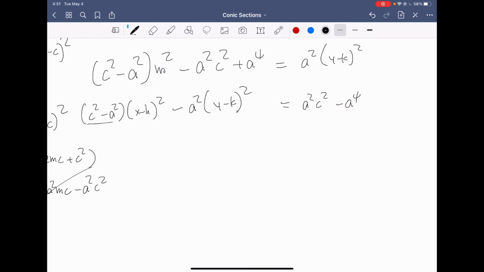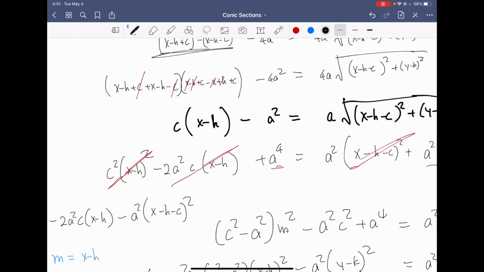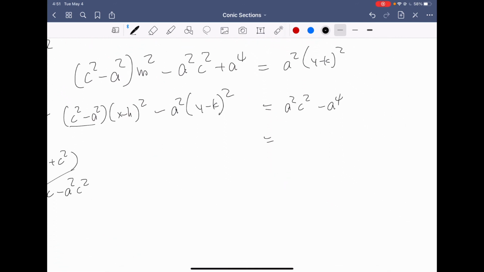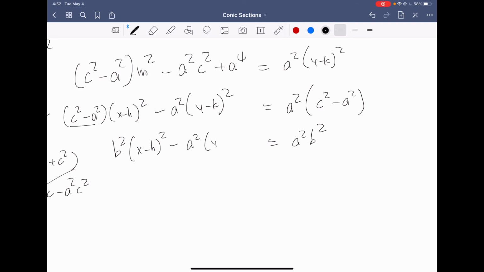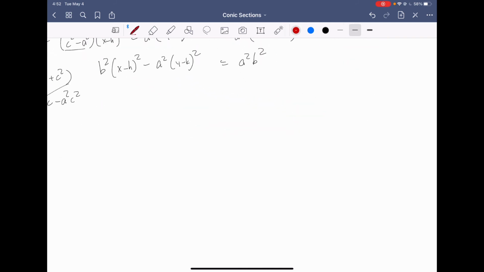And we know, according to our relationship up there, that c squared minus a squared is actually b squared. So this, if we factor it out, we would get a squared times (c squared minus a squared), that is actually b squared. And let's divide both sides by a squared b squared. We would get, at the end, (x minus h) squared over a squared minus (y minus k) squared over b squared is equal to 1.